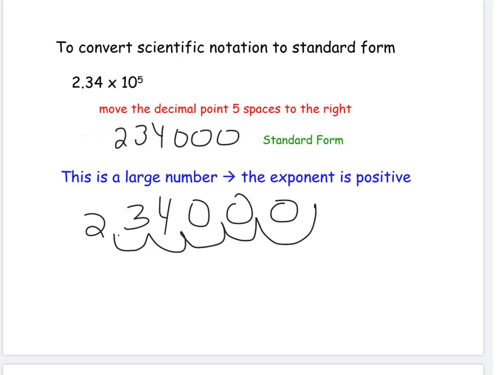Now, because the exponent is positive, that makes this a very large number. When you're talking about very large numbers, there's a way to read them quickly, and that way is by putting commas in. And if you recall, commas start from the very end, and they go in every 3 numbers to the left. So after the first set of 3 zeros, I should have a comma. By having that comma in there, we should be able to see very quickly that that number really is 234,000.